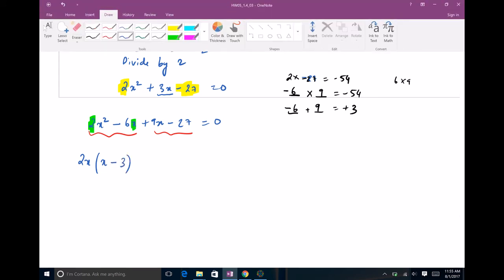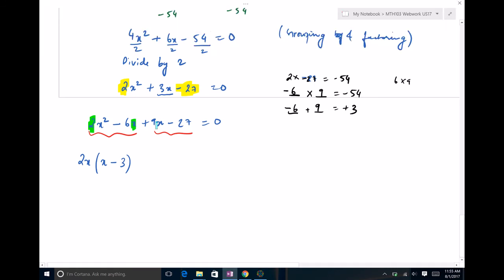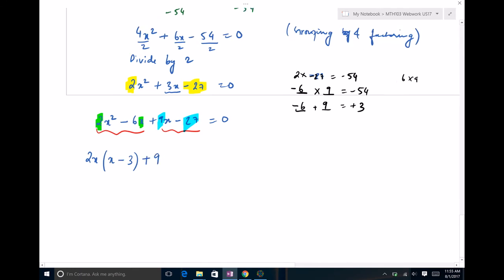And what's common between 9 and 27? Well, 9, and 9 times 3 is 27. So the next one, I pull out a positive 9. And when I factor out a positive 9 from 9x, I'm left with x. And if I factor out 9 from negative 27, I'm left with negative 3 equals 0. Okay, now I have x minus 3 as a common factor in both of these terms. So I'm going to factor out the x minus 3, and then I'm left with 2x plus 9 equals 0.